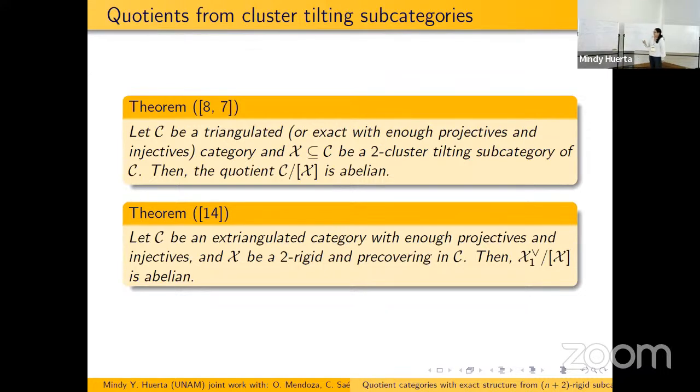Here we have the definition of these categories. X between brackets means a class of morphisms in your category. You say that f belongs to this class if and only if f factors through an element in X. We have a commutative diagram of this form, with the middle object belonging to X. Well, that quotient is abelian.